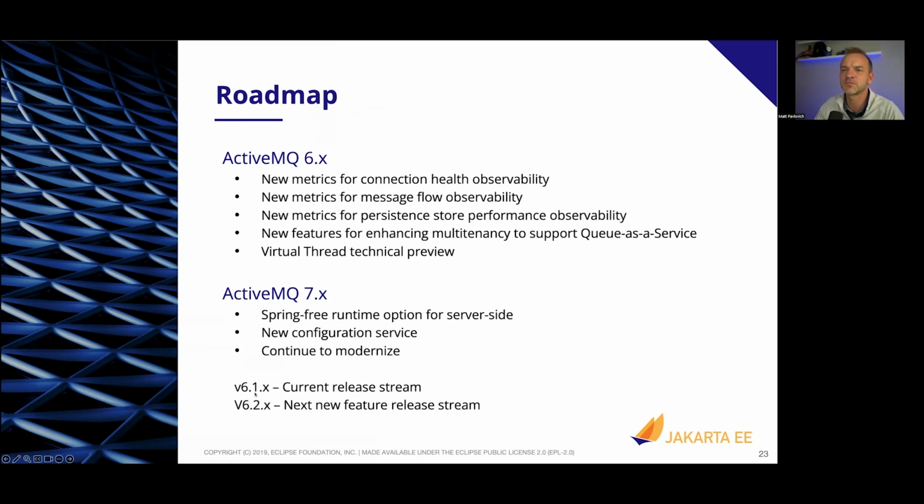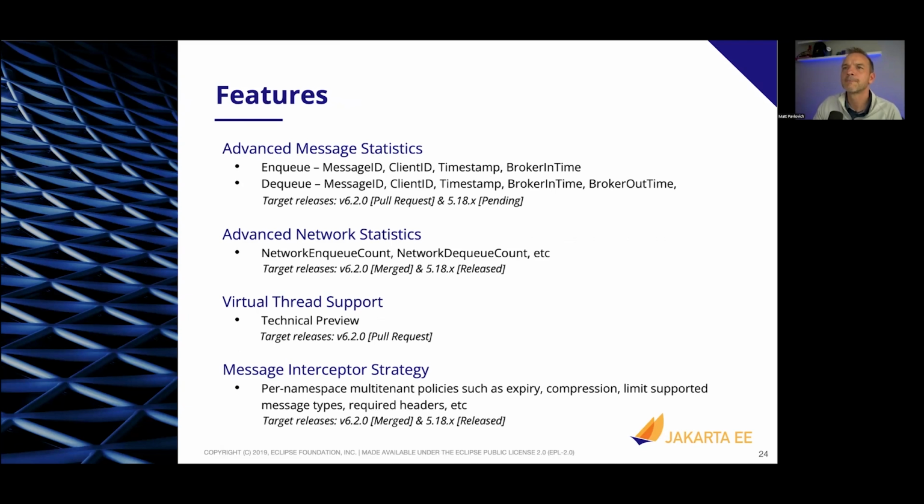So the current release stream is 6.1, and 6.2 will be the next new feature release stream. A lot of these new features have already been merged in. We can take a look at a deep dive on the features. There are the advanced message statistics. At enqueue time, you can now see the last enqueued message ID, what client ID that was, what the message timestamp was, and the broker in time. So you can measure the latency between the application sending and the broker receiving it. Same thing on the dequeue time, you'll get the message ID, the client ID, the message timestamp, and the broker in and the broker out time.